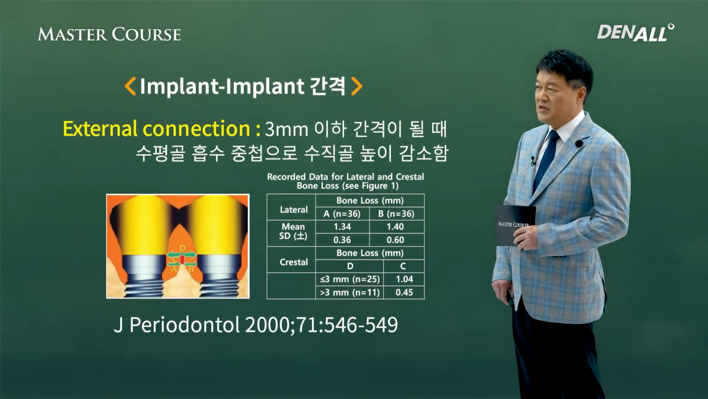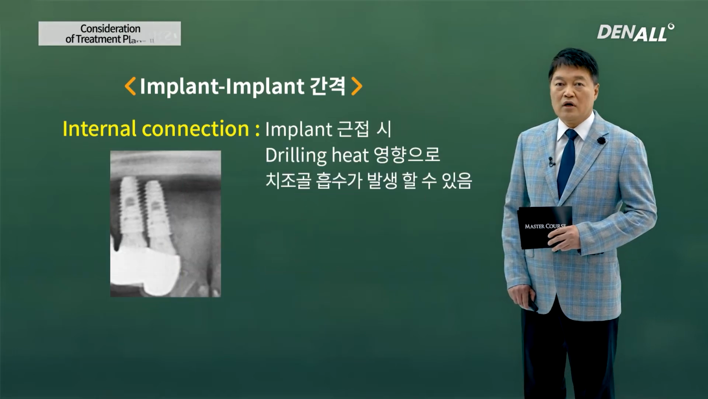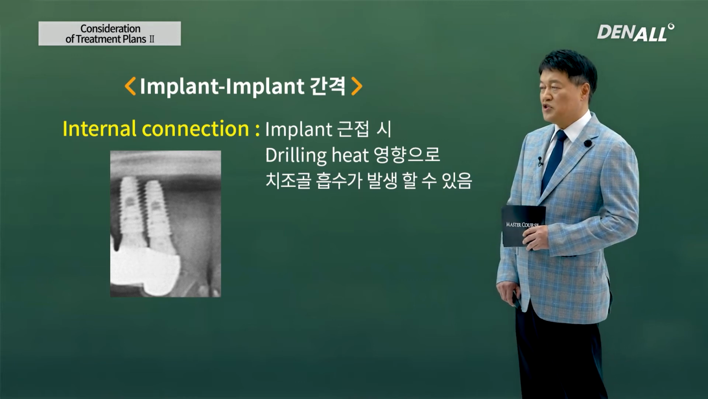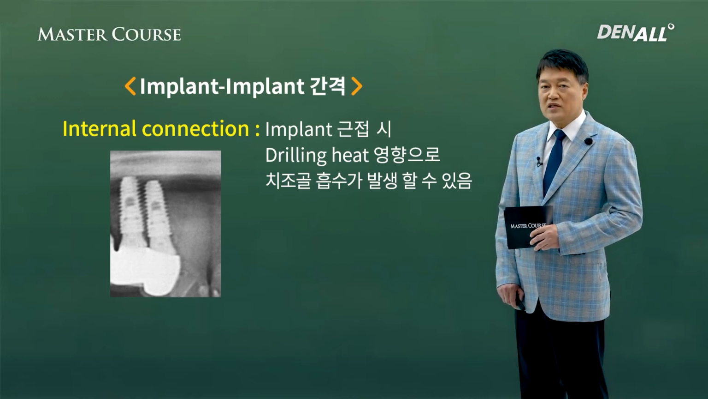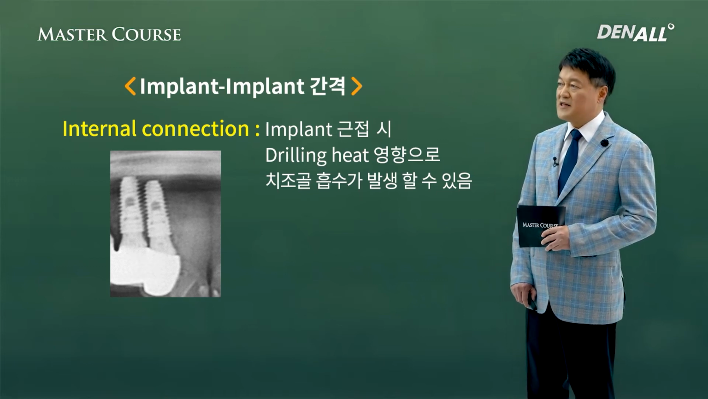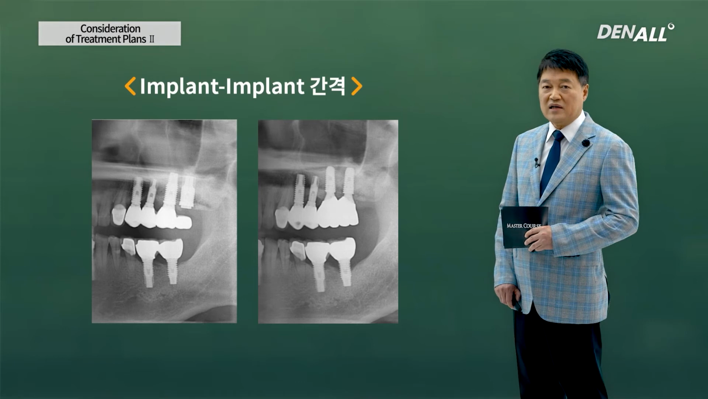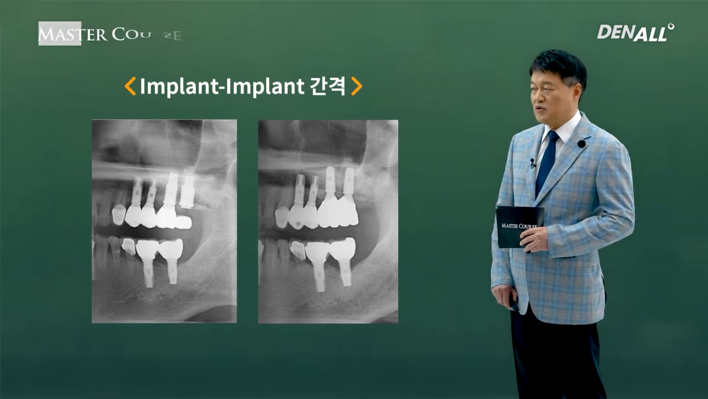Distance between implants. In external connection, if it is below 3 mm, horizontal bone resorption can occur and vertical height can decrease. In internal connection, if it is placed too close, because of drilling heat, alveolar resorption can occur, so you need to maintain a 3 mm distance. In order to get a self-cleansing effect, you need to maintain 3 mm of space. In number 6 and number 7, you can see that the implants are very close to each other and resurgery was required. We did surgery again after securing the space that was needed.